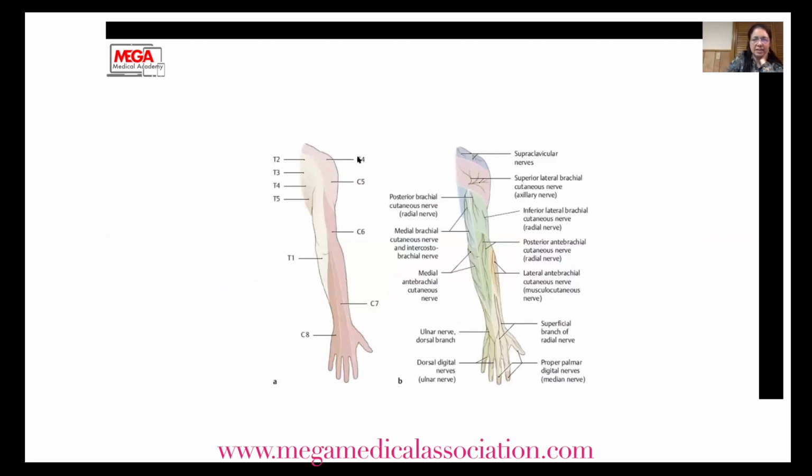Same thing here. Here are the dermatomes, and here are the peripheral nerves. This is the supraclavicular nerve, and these are some cutaneous branches, and these are branches from the musculocutaneous nerve, and so on.